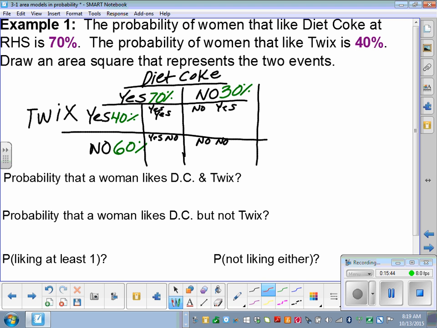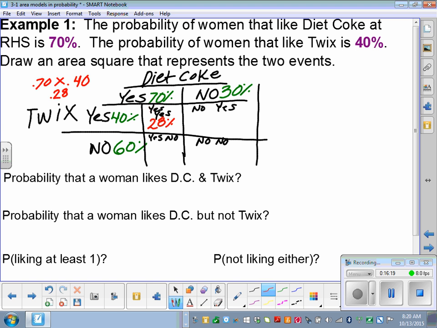So you'll take out your calculator. Now it's important that you type it in as decimals. So 70% is 0.70. So we're going to do 0.70 times 0.40 on your calculator. Everybody practice it. 0.28, right? So that's 28%. So in here, I'm going to write 28%. So the probability, guys, that they like Diet Coke and they like Twix, women at RHS, is a 28% chance.